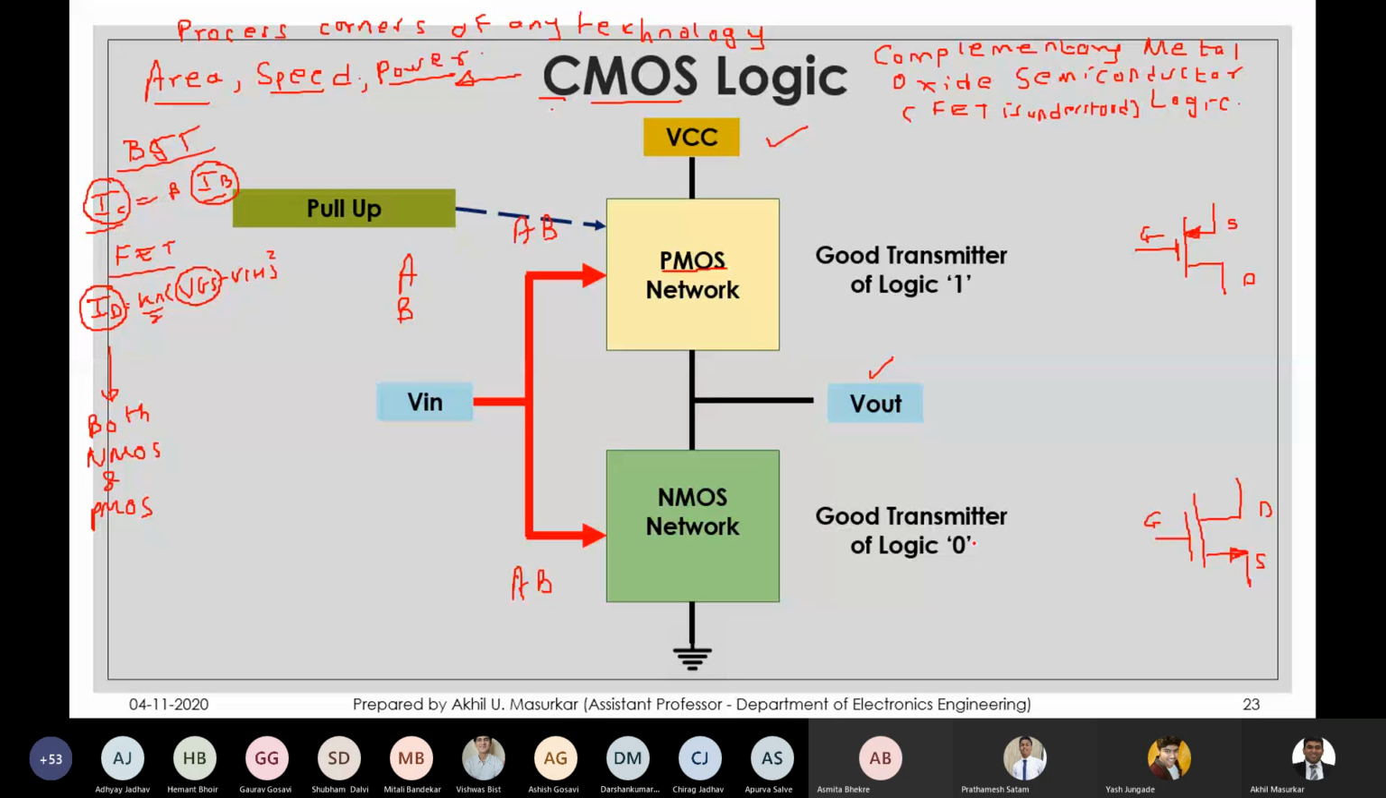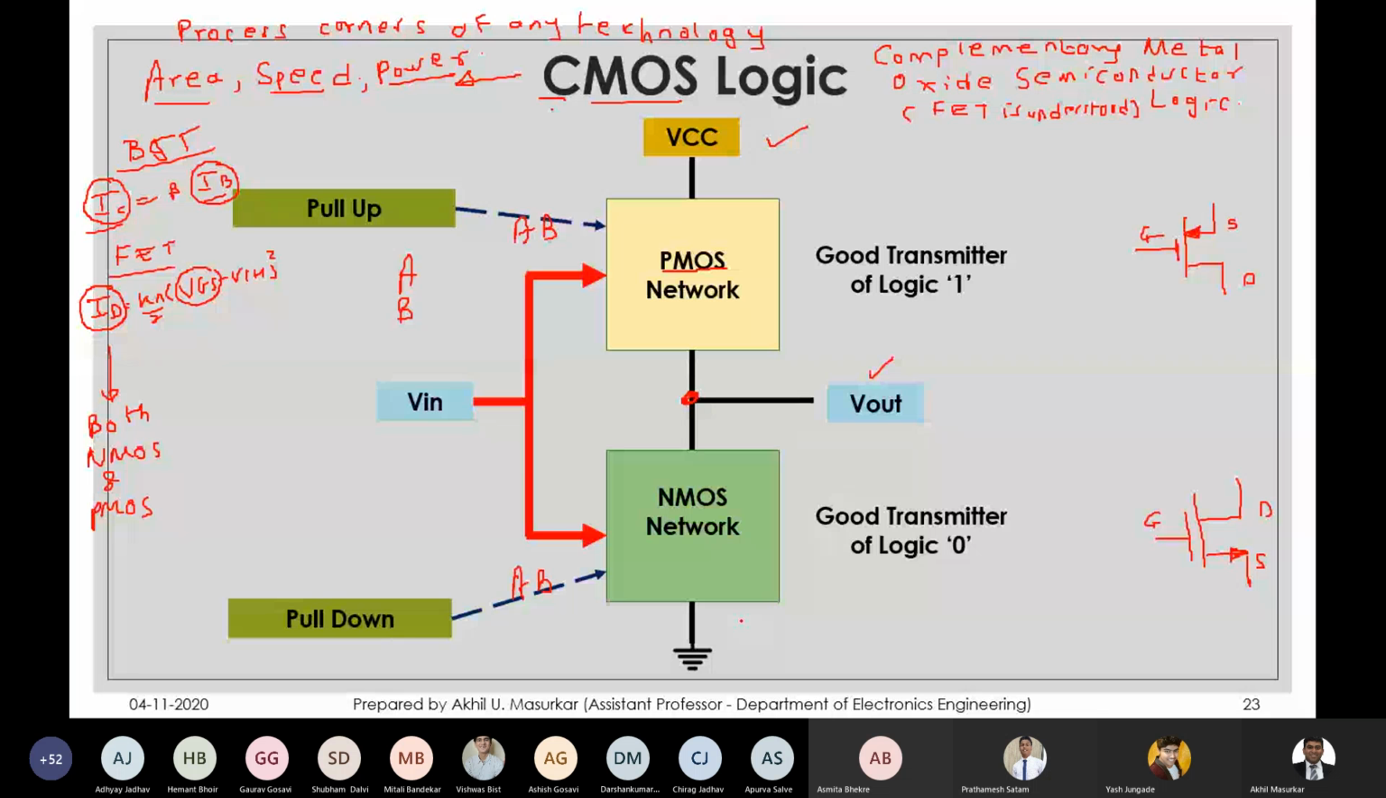The PMOS network, since it is connected between the central point and VCC, is called the pull-up network, and the NMOS network is connected between the central point and ground, and is called the pull-down network. So this is the basic topology of CMOS logic. All PMOS are connected between VCC and output. All the NMOS transistors are connected between output and ground.